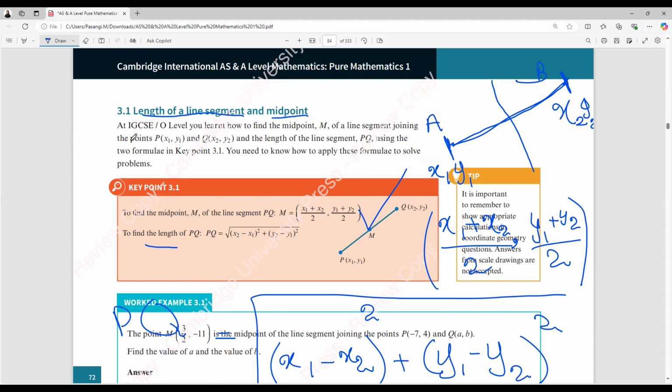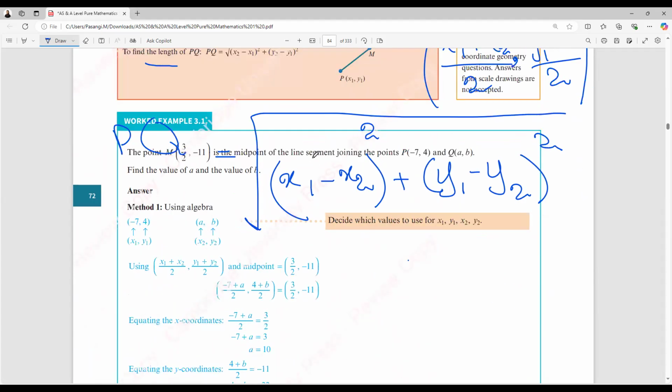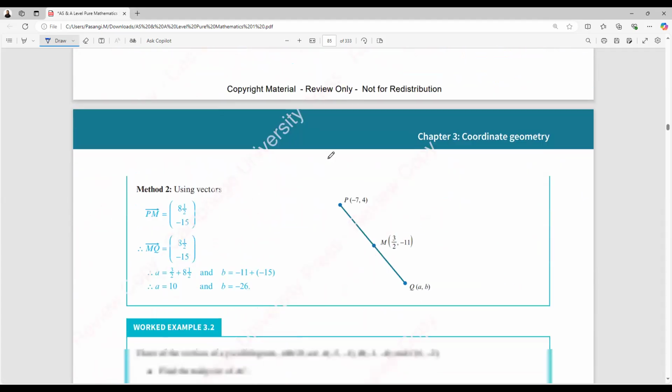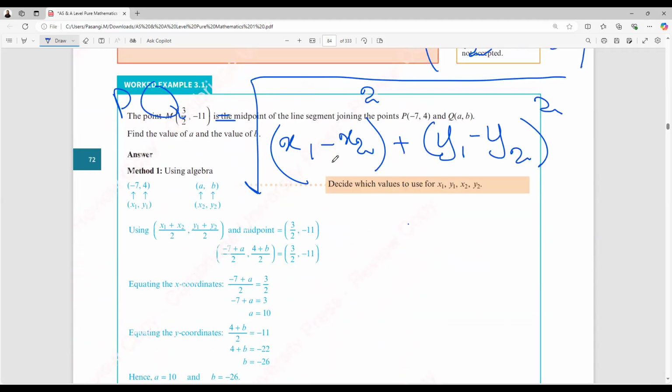Okay, so at O level, you learned how to find the midpoint M of the line segment joining these two points, and the length of the line segment PQ using the two formulas. In key point 3.1, you need to know how to apply these formulas to solve these problems as well. Can you work on these worked examples in 3.1? Only the examples. The exercises you can do at home leisurely.